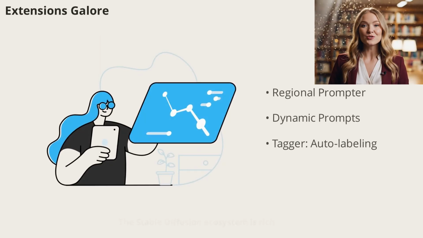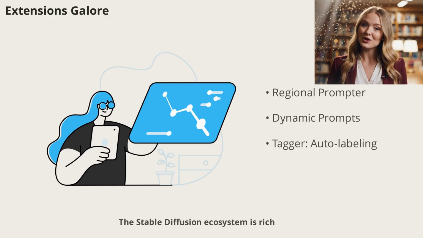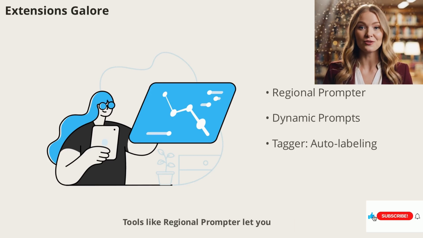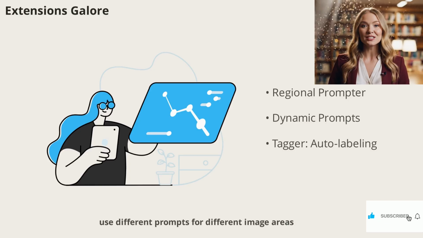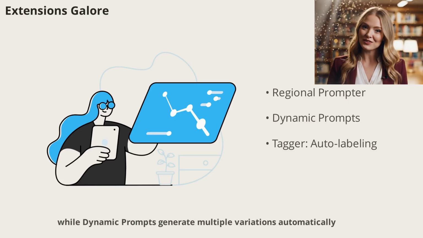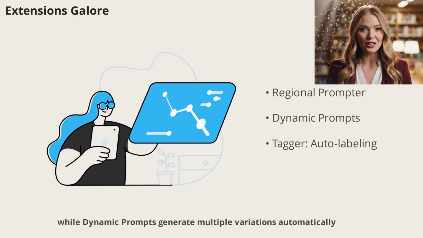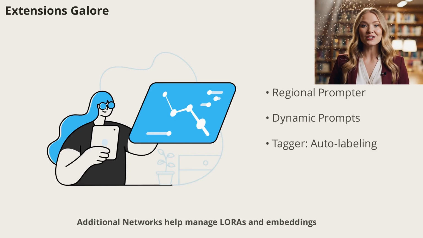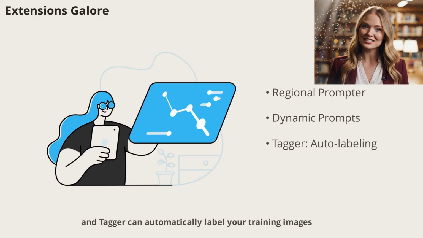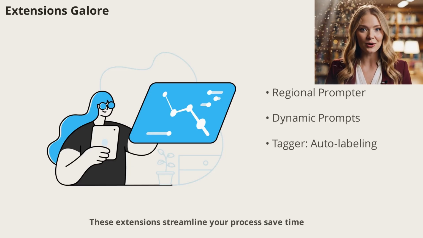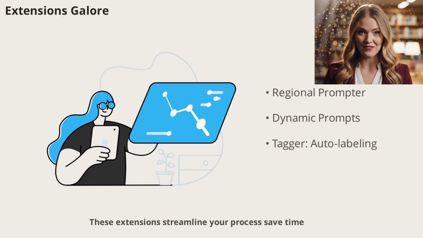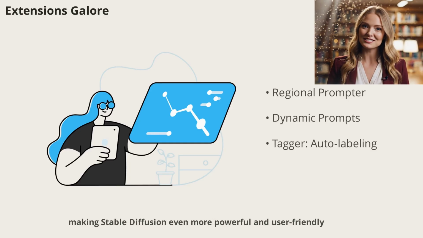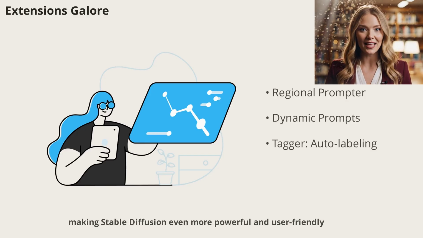The Stable Diffusion ecosystem is rich with extensions that enhance your creative workflow. Tools like Regional Prompter let you use different prompts for different image areas, while Dynamic Prompts generates multiple variations automatically. Additional Networks helps manage LoRAs and embeddings, and Tagger can automatically label your training images. These extensions streamline your process, save time, and unlock new creative strategies, making Stable Diffusion even more powerful and user-friendly.